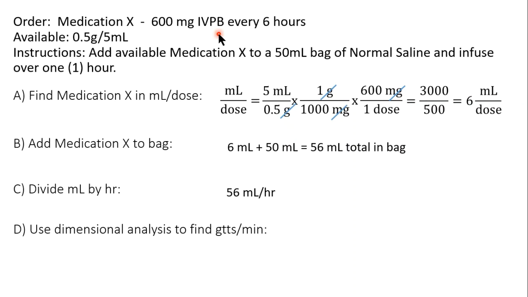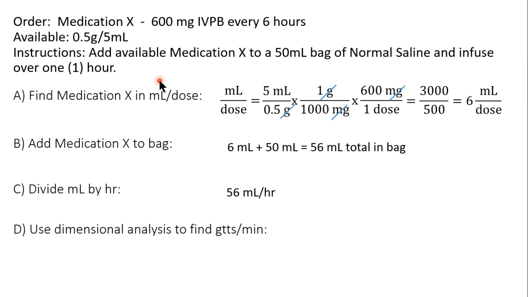Now, they're asking us to find the milliliters per hour, since it is already said that we have to give the bag divided by 1 hour. That means it's just 56 milliliters divided by 1 hour, which is the rate itself.